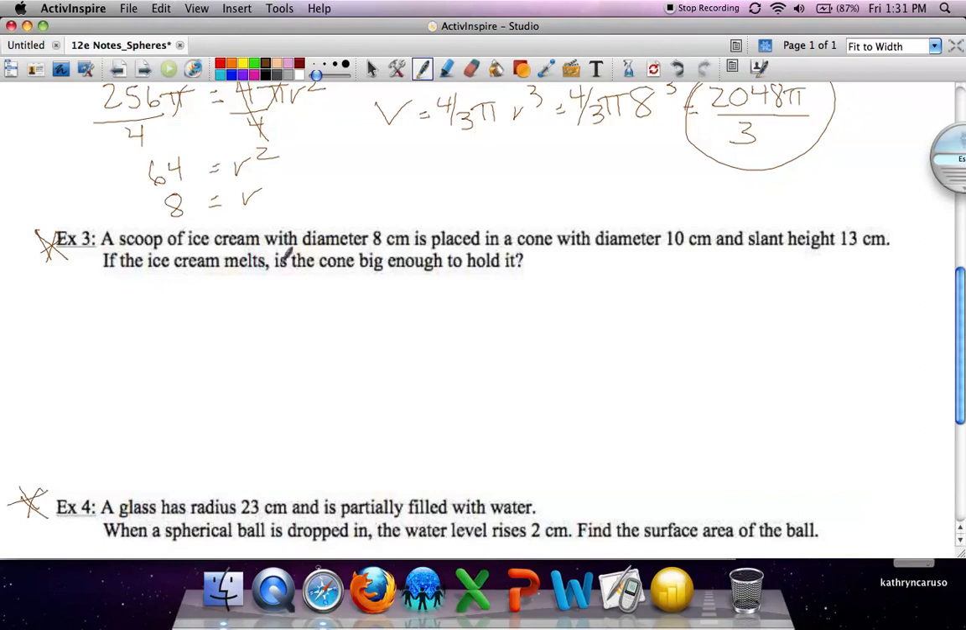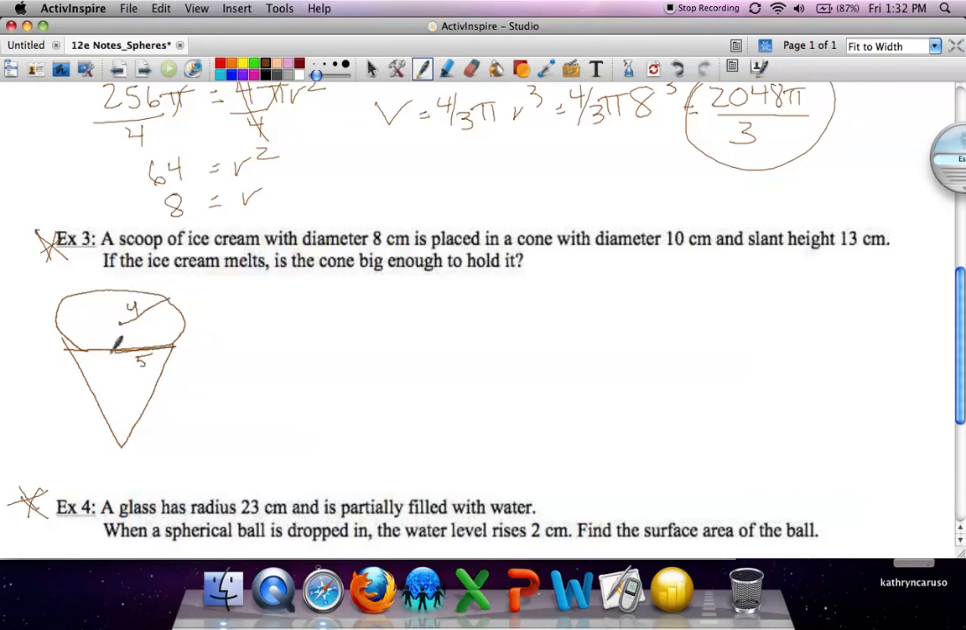A scoop of ice cream with a diameter of 8 is placed in a cone with a diameter of 10. So here's my cone, and this diameter is 10, which means the radius of the cone is 5. A scoop of ice cream would go all the way around. I didn't draw it very well, but it's going to be a sphere. The diameter of the scoop is 8, which means the radius of the scoop has to be 4.